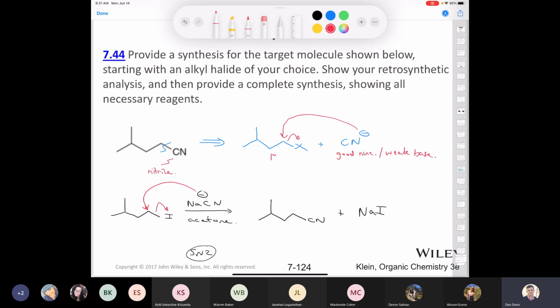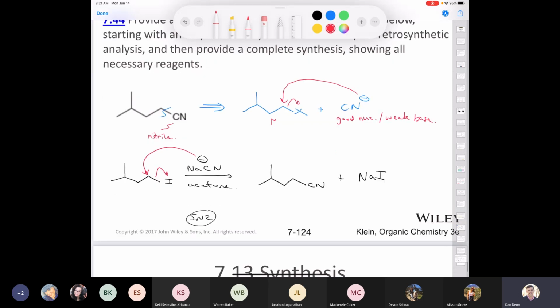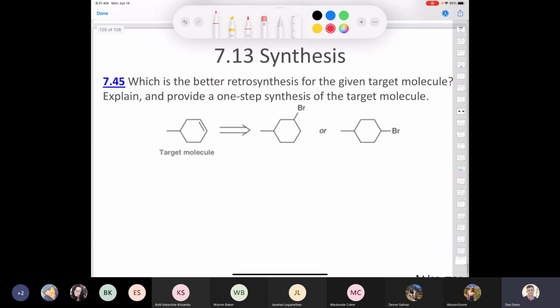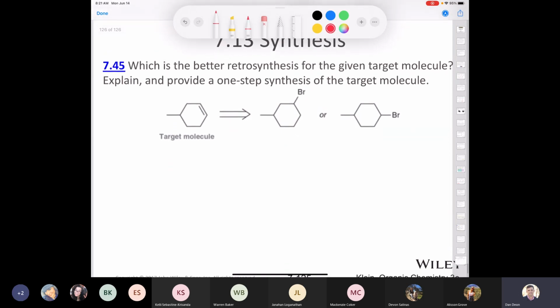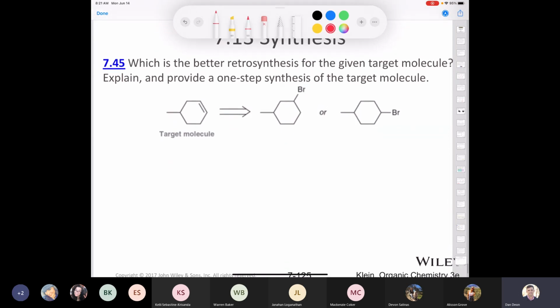So that's the kind of synthesis question that I think is a really good one. You have to do a little bit of retrosynthetic analysis here and be able to determine what your reagents would be. The last question that I had chosen for section 7.13, and this is the last question in the slide deck, is question 7.45. Again, you could look up the solution in the textbook if you want to. I encourage you not to do that until you've tried it. But this is a good one.